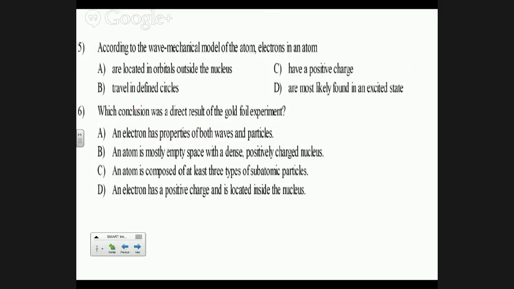All right, 5, according to the wave mechanical model of the atom, electrons in an atom are located in orbitals outside of the nucleus. That is the answer. They don't travel in defined circles. That was more of a Bohr model thing that looked like planets. They don't have positive charges. Electrons are always negative. Are most likely to be found in the excited state. That's just false.